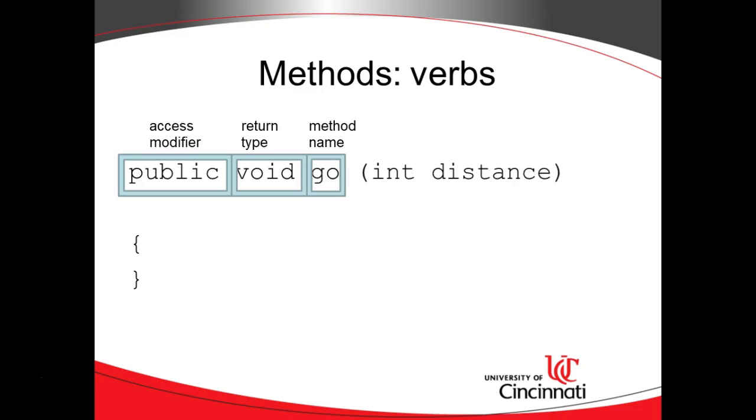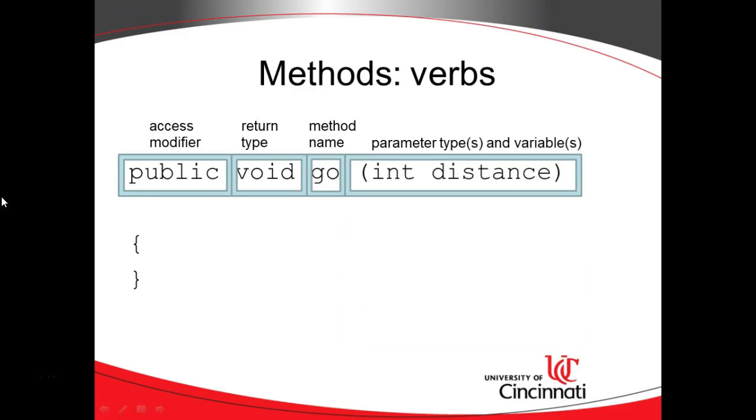Now, when we're overloading a method, it means we have two methods that share these first three things in common: the access modifier, the return type, and the method name. That's a given. What differs when we're overloading methods is this next part, which is the parameter type and parameter variable. So think of this like an extension on a phone.